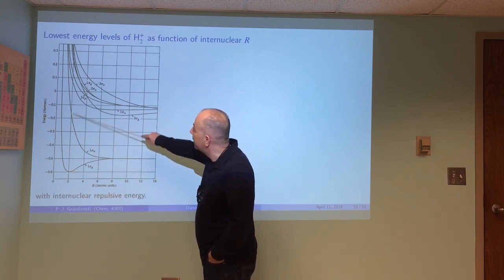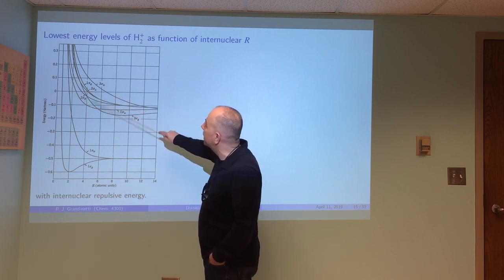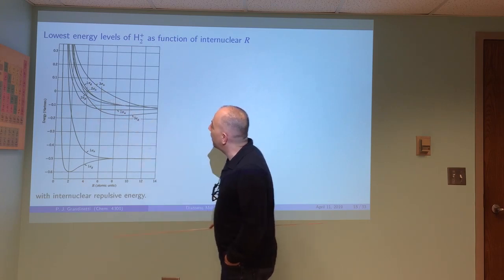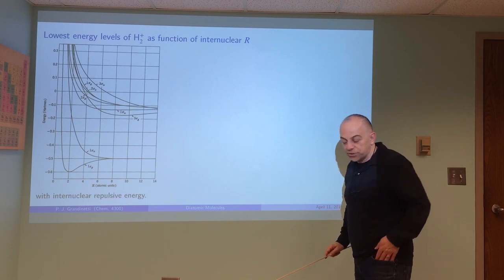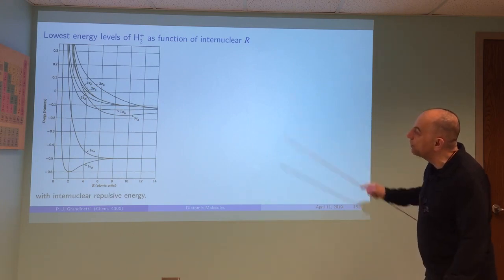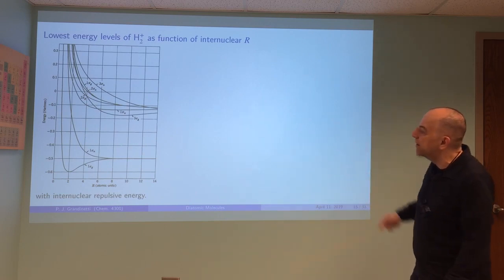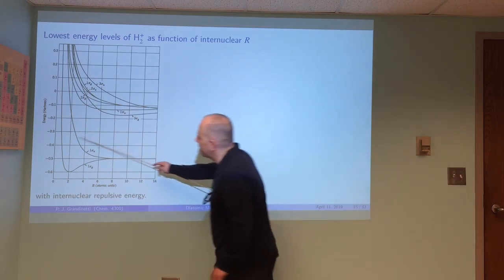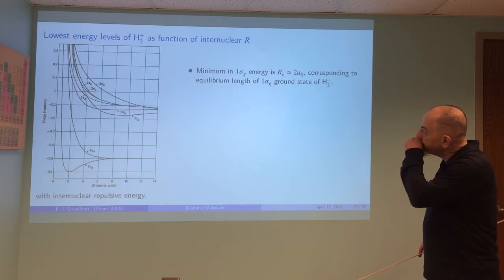This is the lowest energy. Then we're going to have the energy levels for the other states. And so you can see up here are the other states. There are some 2 sigma g's, 1 pi g's, 2 sigma u's, and things like that. We'll talk a little bit about those at some point, but we're going to focus primarily on these lower energy states here. Okay.